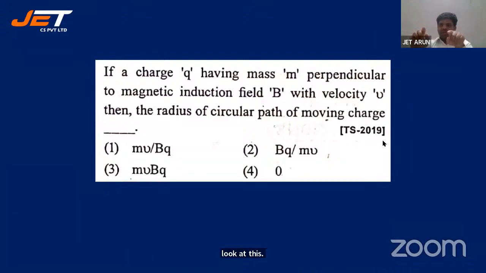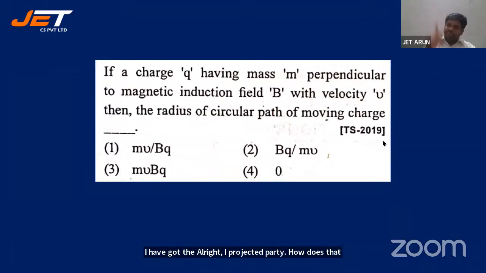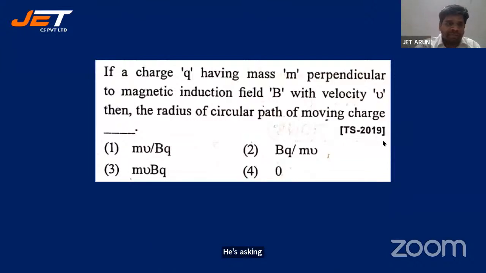I have got the magnetic field. All right, into the plane is magnetic field. I project a particle vertically upward. Horizontally magnetic field undi lopala. I project a particle vertically upward. If vertically upward cheste force in left act ayi ila circle lo potundi. He is asking radius of that circle. All right, now make an attempt.